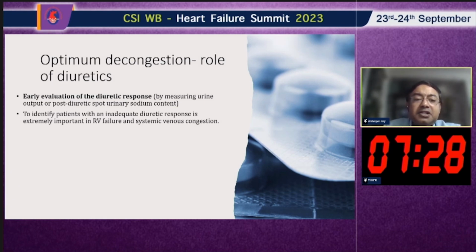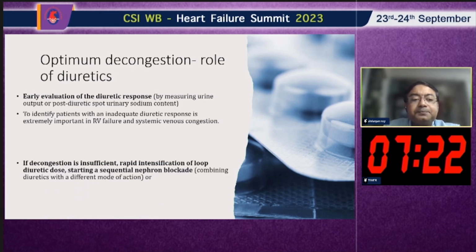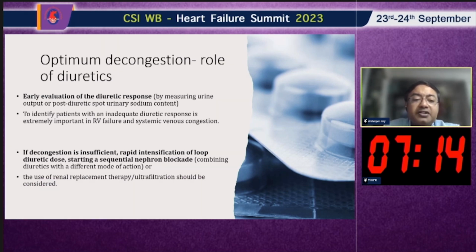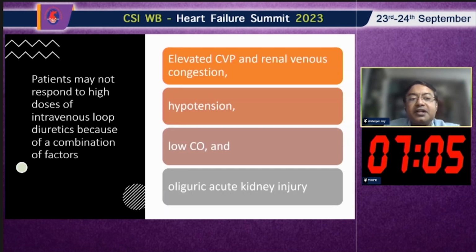In certain patients who are poorly responsive to diuretics or who have possible diuretic resistance, rapid intensification of the loop diuretic dose or starting a sequential nephron blockade, combining diuretics of different modes of action, is required. And in certain cases, when the patient is not responding to diuretic therapy, use of renal replacement or ultrafiltration should be considered.